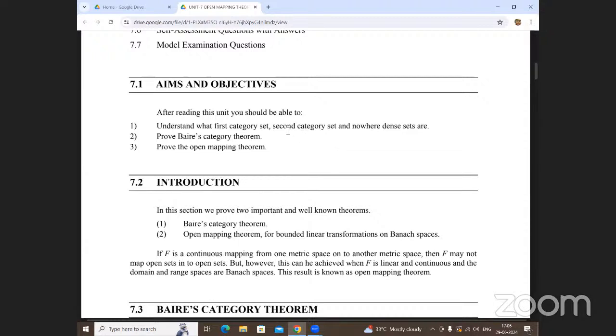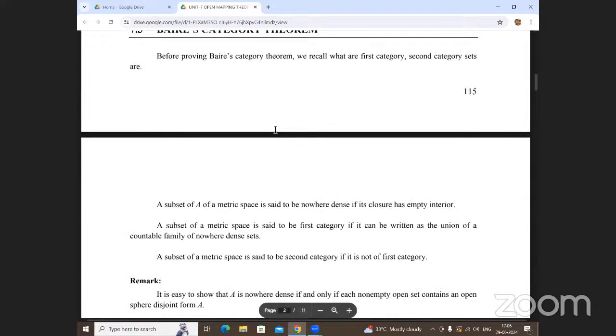What is the first category, second category, and nowhere dense? These definitions we already know from the first year, second paper, real analysis, and according to those definitions we have discussed the Baire category theorem. First of all, a subset A of a metric space is said to be nowhere dense if its closure has empty interior.